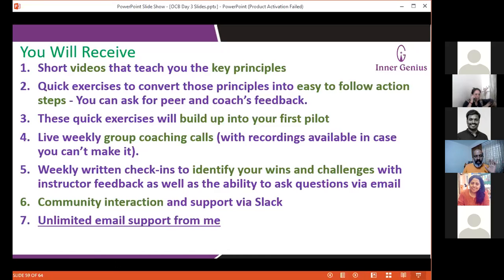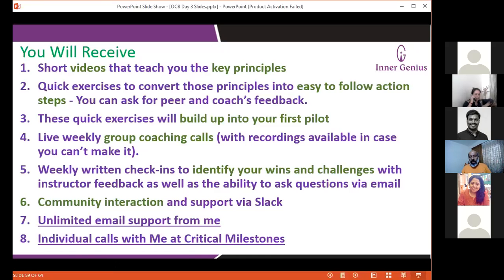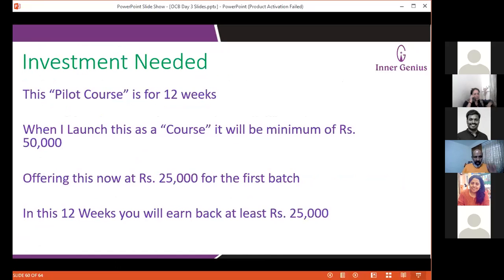Apart from that, there will be individual calls with me. I will sit with you and talk to you about your course, your challenges, and what you need to do at important milestones in the process of launching a pilot. So there would be at least 3 such calls. If 1 or 2 more are required, yes, we will fit them into the course structure itself. But 3 is guaranteed.